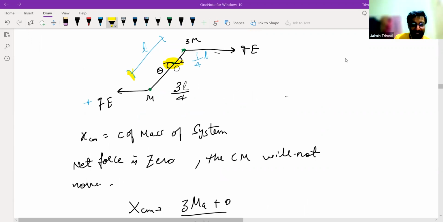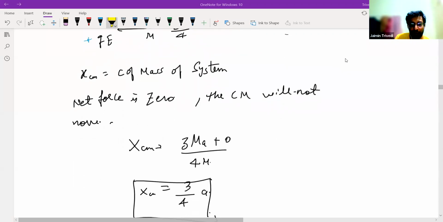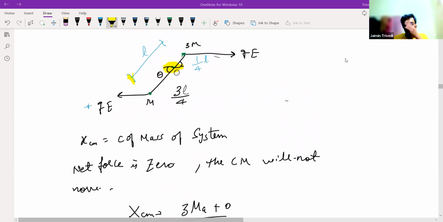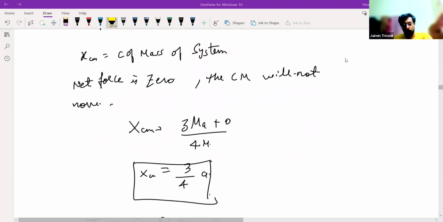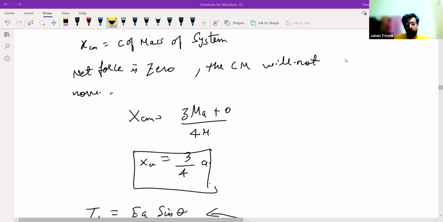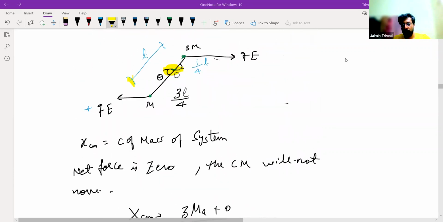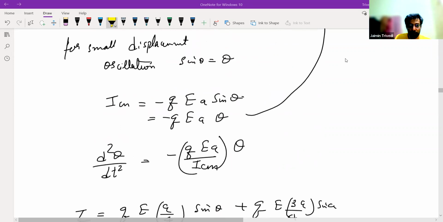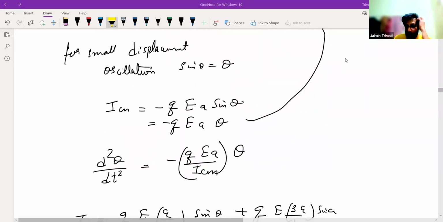Okay, let me see. Then the remaining thing you can do simply: 3m times a plus 0 by 4m. The total mass is 3m plus 4m, and the distance is 4m. So x will be 3 by 4a. That's what we already did orally. Simple. Like we need here tau equals PE sin theta, displacement here. Then so many things are needed, right? Fine.